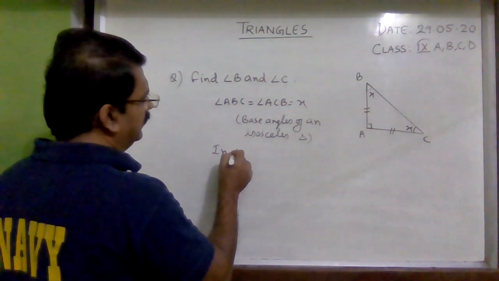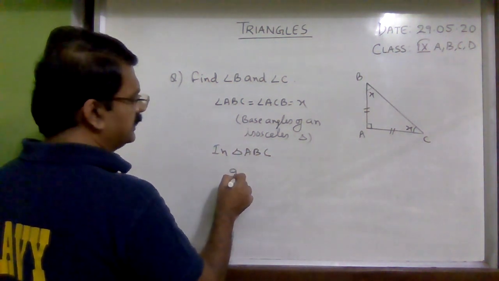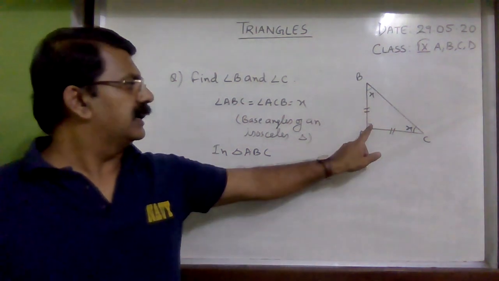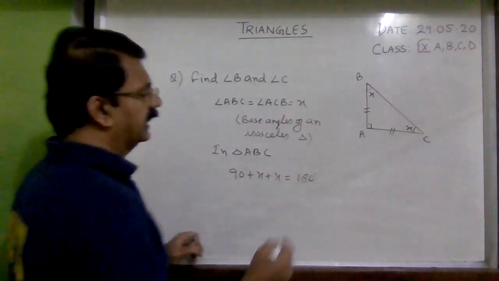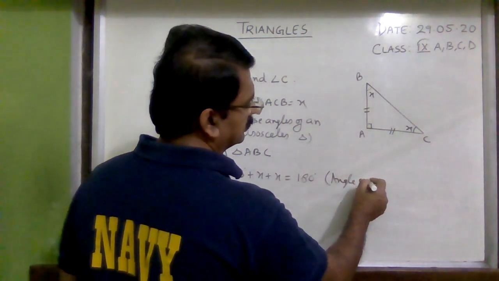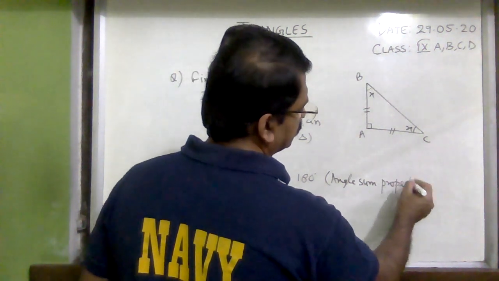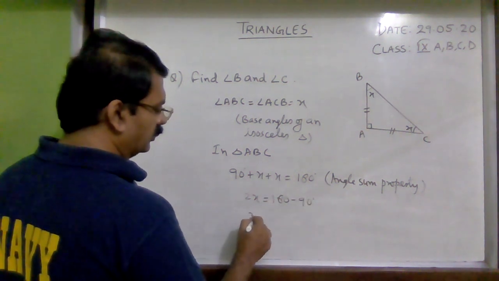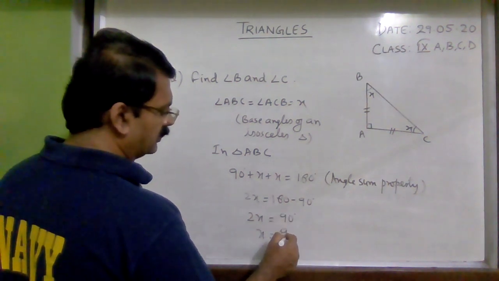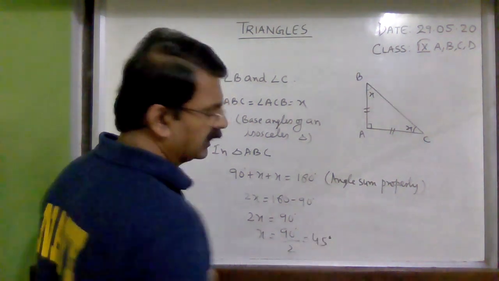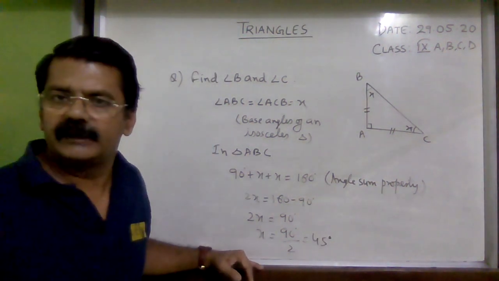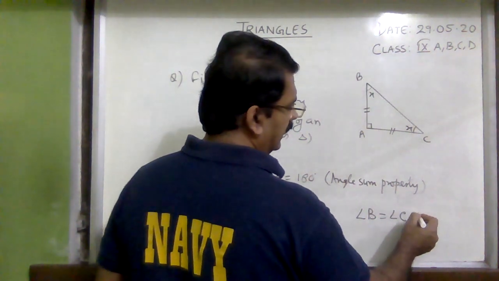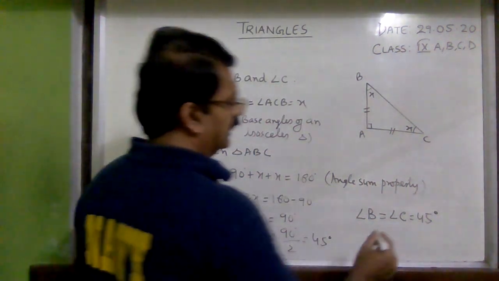Now in triangle ABC, 90 plus X plus X is equal to 180. That is the angle sum property of a triangle. Now X plus X, 2X is equal to 180 minus 90. So 2X is equal to 90. So X will be equal to 90 upon 2, that is 45 degrees. So you can see that angle B and angle C both are equal to 45 degrees. Angle B is equal to angle C is equal to 45 degrees. That is your answer.